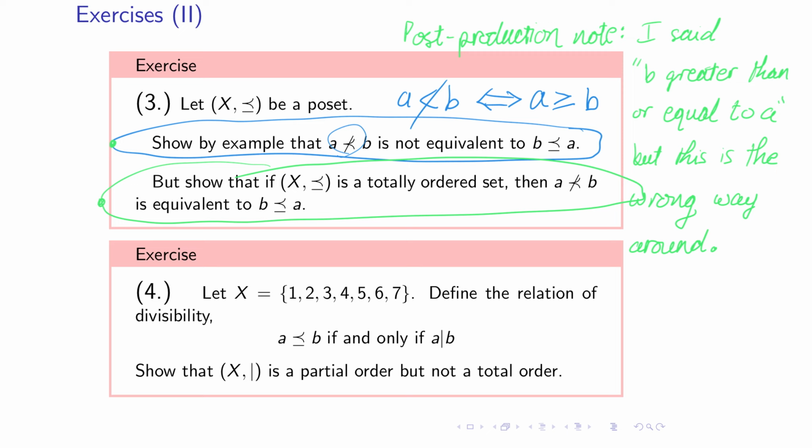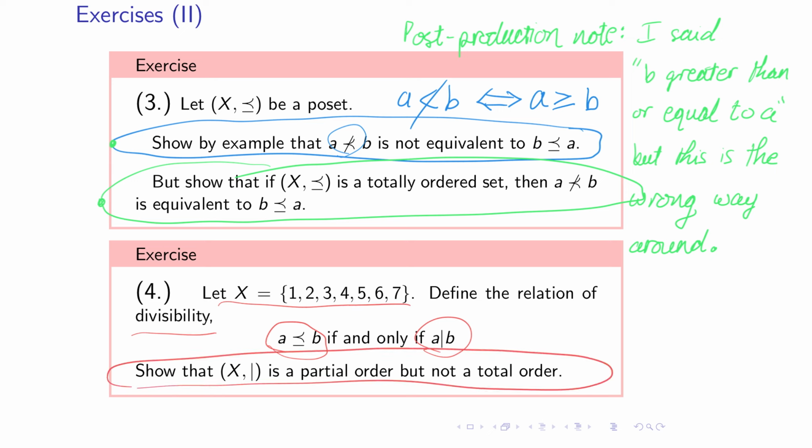Okay. Next, we're going to see another example of ordering a set, just to show some variety to what a poset can be. I could have chosen all natural numbers, but we could just work with the set X being the numbers 1 to 7, why not? They'll be ordered by divisibility. So a number precedes another number if and only if it divides that other number. Your task is to show that this is a poset, but not a totally ordered set.